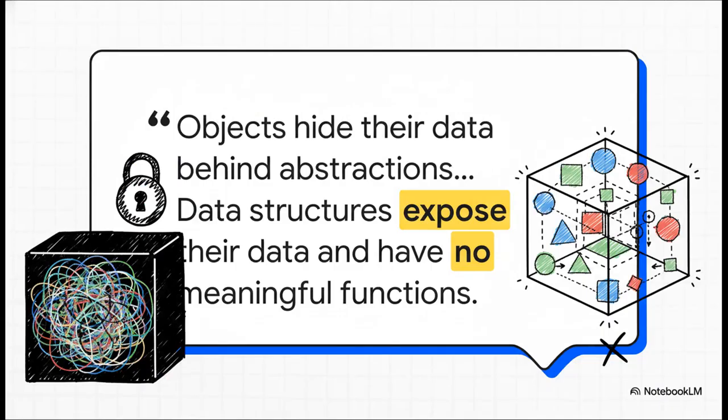So the key here, and this is crucial, is to realize they're not just a little different. They are polar opposites. Like the quote says, objects are all about hiding their data behind these abstractions, right? They show you functions that work on that data. But data structures, they're the exact opposite. They just expose their data, wide open, and don't really have any meaningful functions. This isn't just a small detail, it changes everything about how your code can grow and adapt over time.